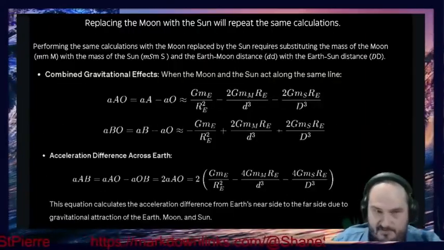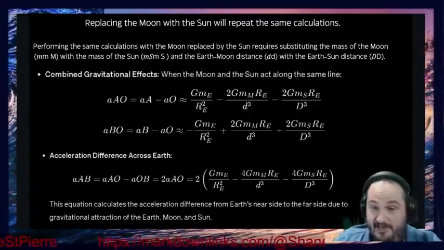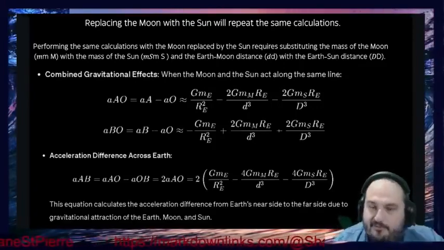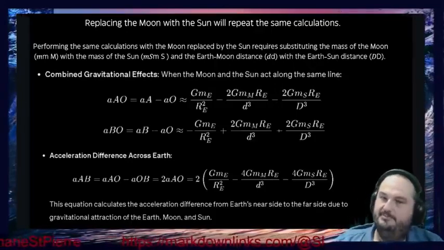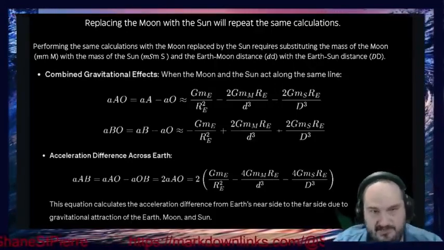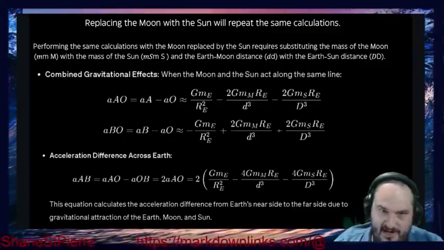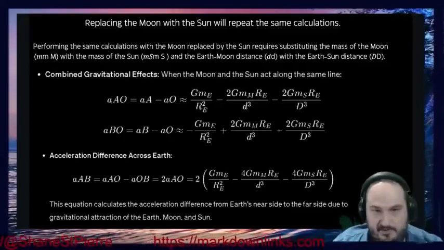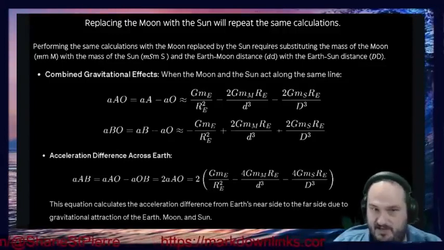So we would go through this again, replacing the moon with the sun to get the same calculations, assuming the gravitational forces would be the same. Perform the same calculation with the moon replaced by the sun. You substitute the mass of the moon, m, with the mass of the sun, ms, and the Earth-Moon distance, dd, with the Earth-Sun distance, dd. We're just going to swap some variables, do the same calculation.